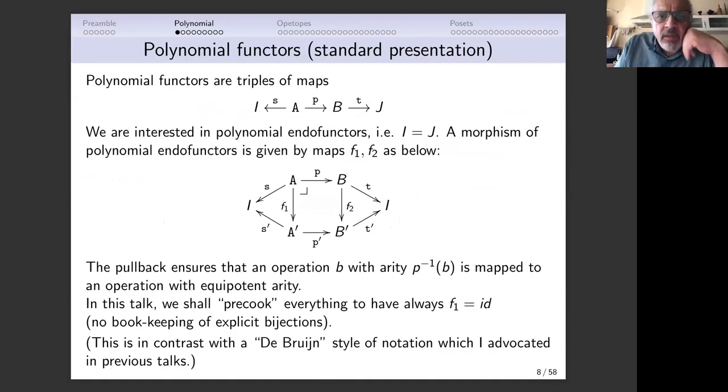Polynomial functors are a way to encode simply a certain notion of operad, a colored operad. So you have a set B here, which you have to think of as a set of operations. Each operation has several inputs, which is governed by this map here. So if small b is in capital B, the inverse image of small b is a finite set. So we want finite fibers, and it features the set of inputs of this operation, while this operation has only one output.